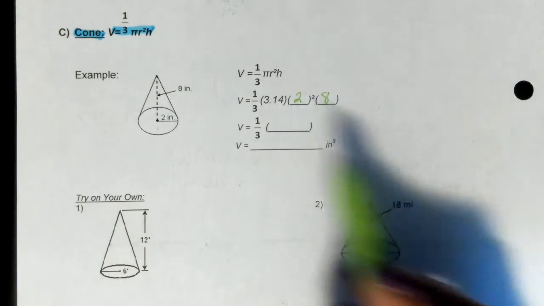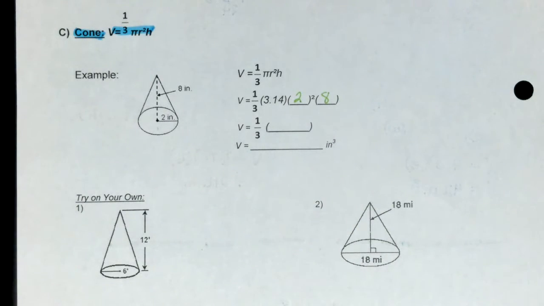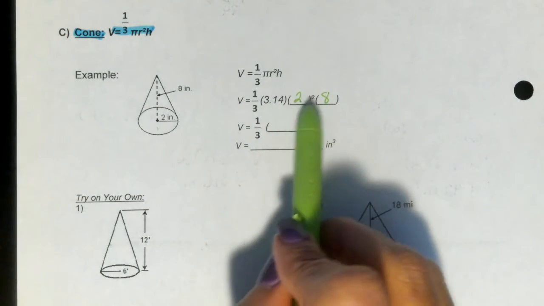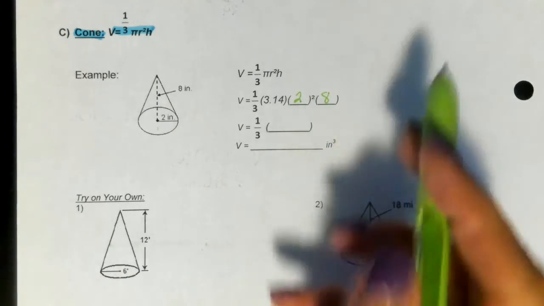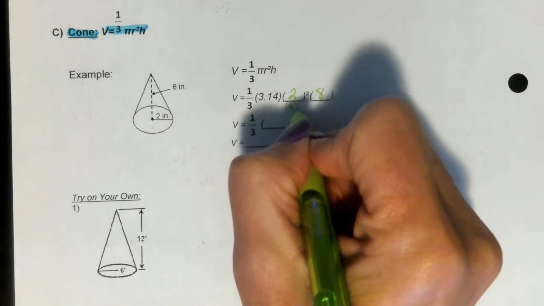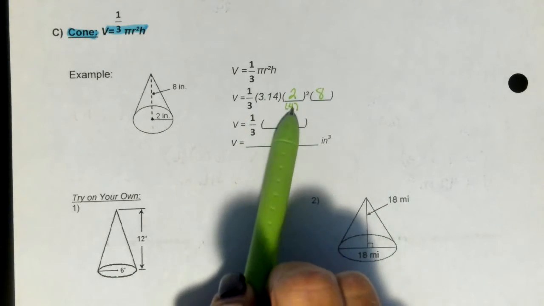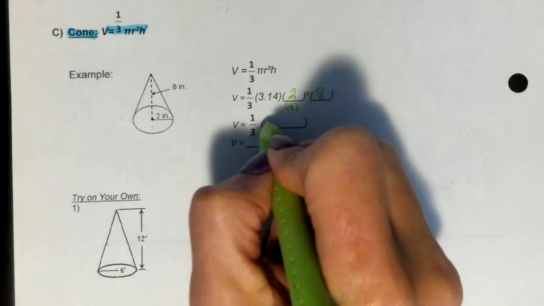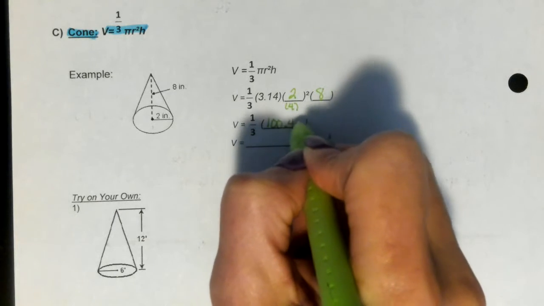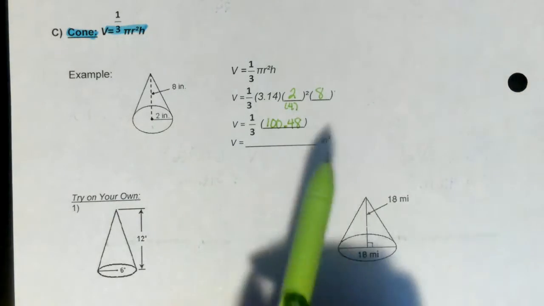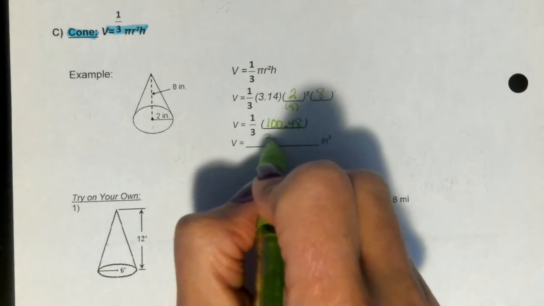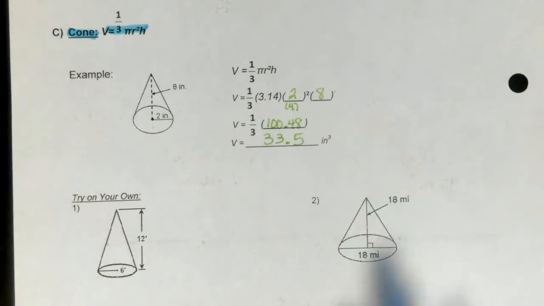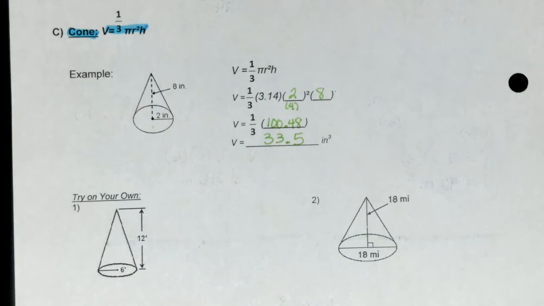If they give you the slant height, you would have to use that Pythagorean theorem again. So I'd have to square this first. That would be 4. And then from there, I'd multiply 3.14 times 4 times 8. That's 100.48. And then I'm going to divide this by 3 because that's taking 1/3 of it. So it's about 33.5 inches cubed.